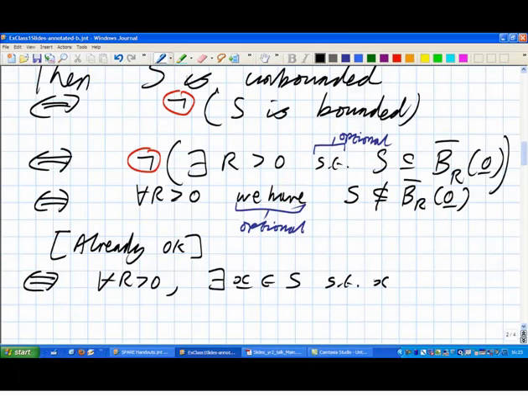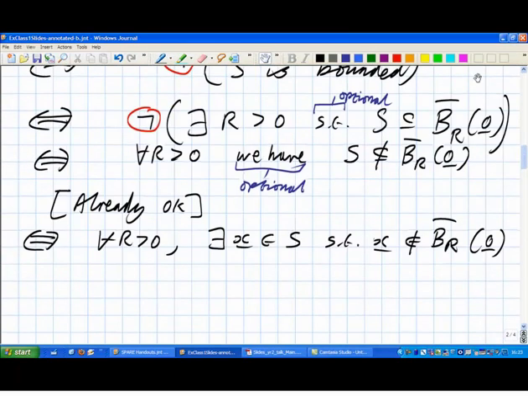There should exist an X in S such that X is not in the ball on the origin, closed ball on the origin, radius capital R. So to say that S is not a subset of the ball means there's at least one point in S which is not in that ball. But it's still got a "not an element in".